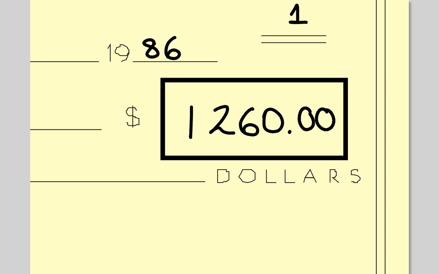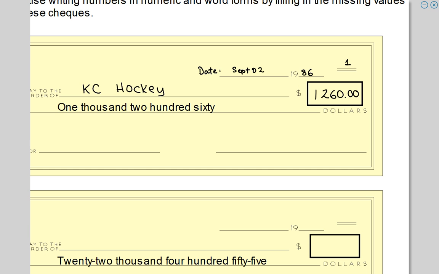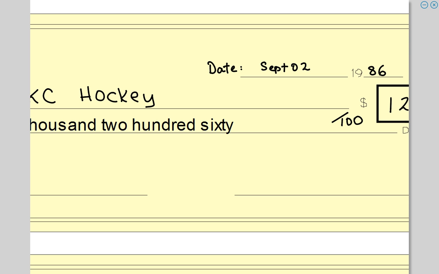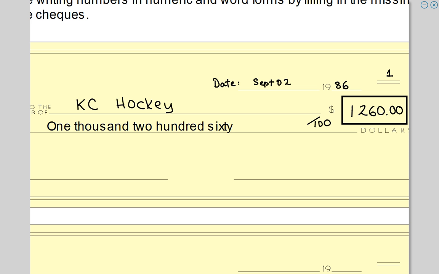And then when you go to write out your word form, there's usually, let me erase that, there's usually a fraction out of 100, and that's where you don't write out the cents in word form. You would put it here. So if you have no cents, you would just go XX, you don't put anything there. So this checks for 1,260.